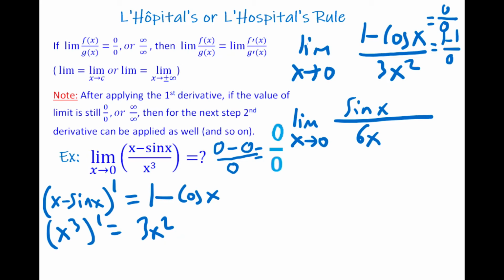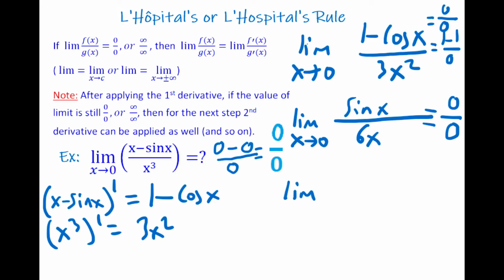And now if you put 0 instead of x, then sine 0 is still going to be 0, and 6 times 0 is still 0. As you can see, after the second derivative, we still have the undefined condition, 0 divided by 0. That means we can apply L'Hopital's rule one more time, which is going to be the third time actually.